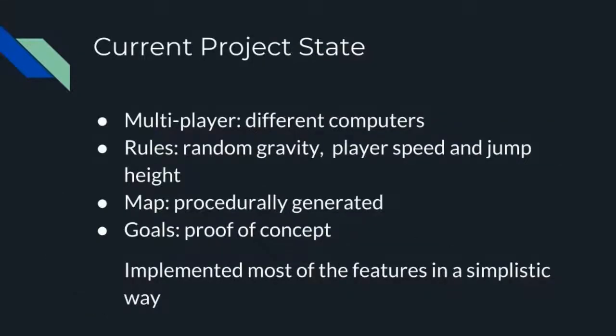Currently, we have implemented most of the features that are needed in the game. Example is the multiplayer. We have the game running on multiple clients on different computers. We also have random rules such as gravity, player speed and jump height. Also, the map are procedurally generated. We also generate goals. Please note that the features are implemented in a simplistic way and as a proof of concept.